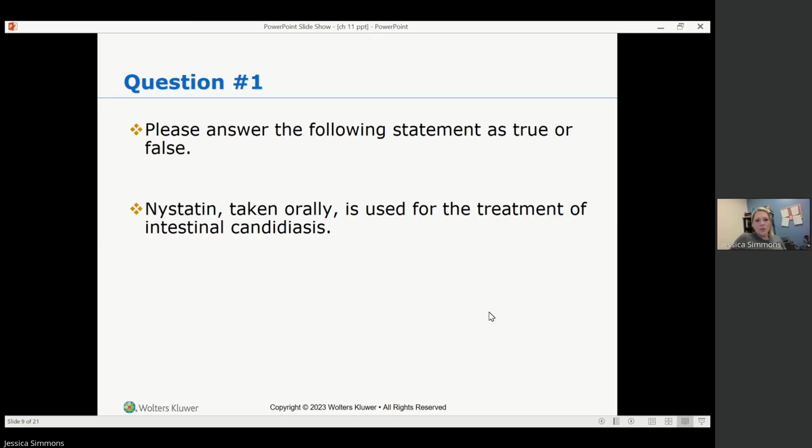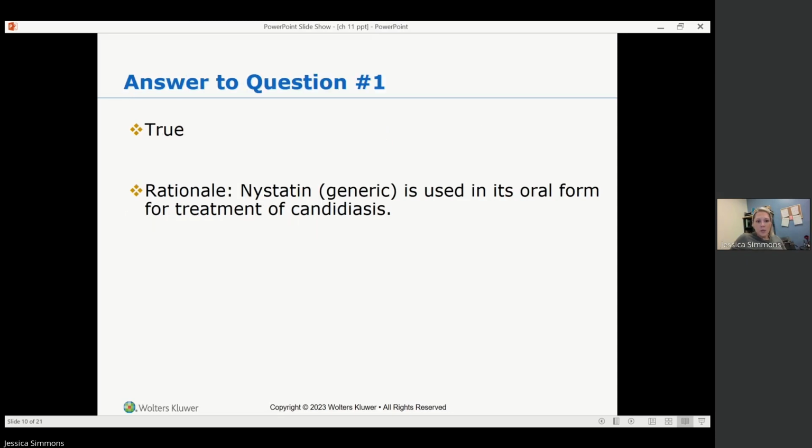Nystatin taken orally is used for the treatment of intestinal candidiasis. This is true. Nystatin is used in its oral form for treatment of candidiasis. Nystatin can be swallowed. It can also be swished around in the mouth and swallowed. It can be swished around in the mouth and spit out. It all depends on the directions.